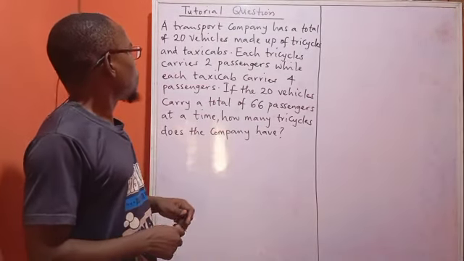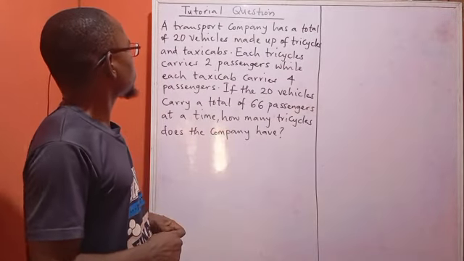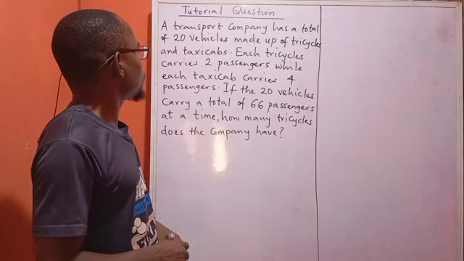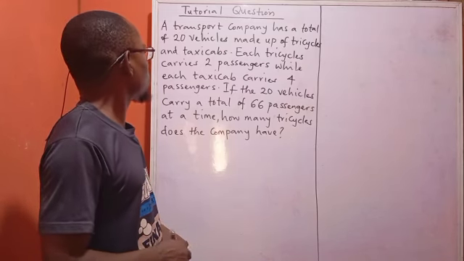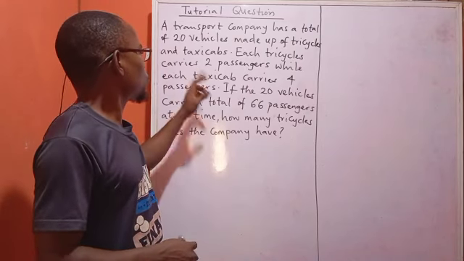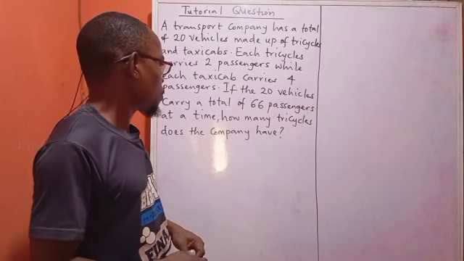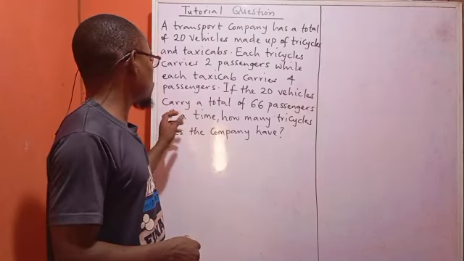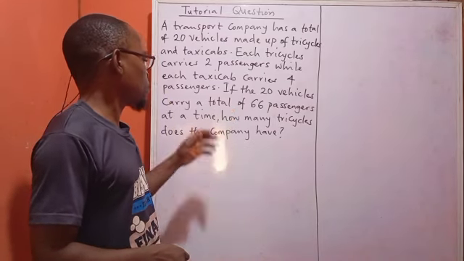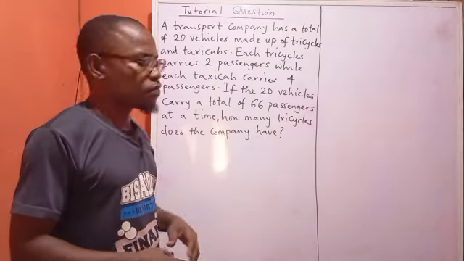So we have a question here, and the question is: a transport company has a total of 20 vehicles made up of tricycles and taxicabs. Each tricycle carries 2 passengers, while each taxicab carries 4 passengers. If the 20 vehicles carry a total of 66 passengers at a time, how many tricycles does the company have?